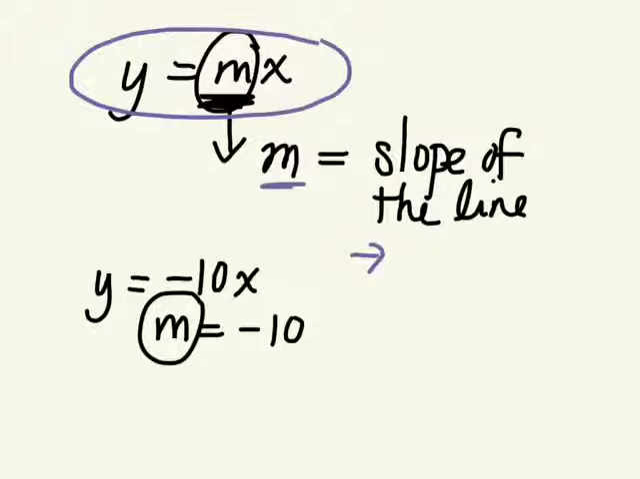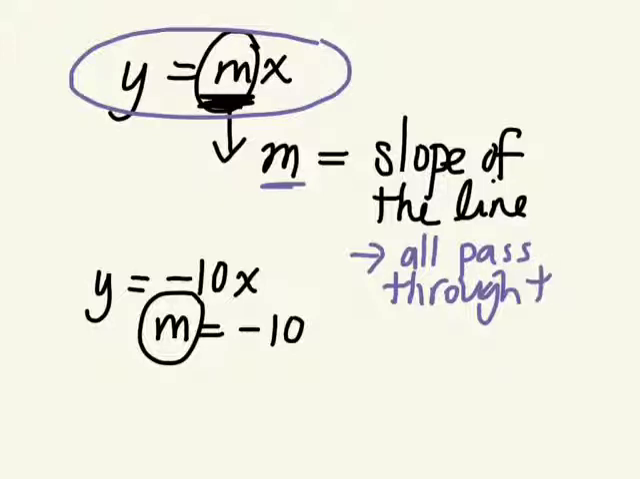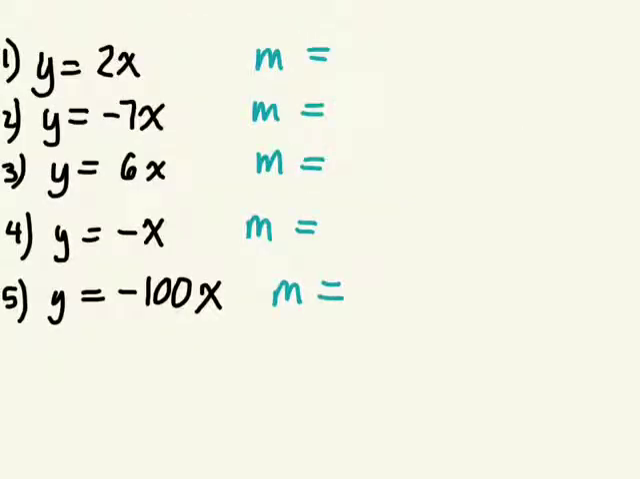What else did you notice about every single one of these lines? They all pass through 0, 0. All pass through the origin. Okay? So if it's in this form, we know that m is the slope, and all of these lines will pass through 0, 0. So in these 5 examples, I want you to tell me what's the slope of each line. So number 1, y equals 2x. What's the slope? Good. 2.